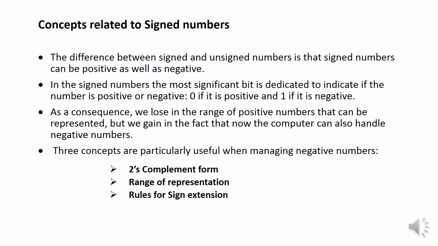As a consequence of this most significant bit dedication, we lose in the range of positive numbers that can be represented, but we gain in the fact that now the computer can also handle negative numbers. Three concepts are particularly useful when managing negative numbers: the 2's complement form, the range of representation, and the rules for sign extension.